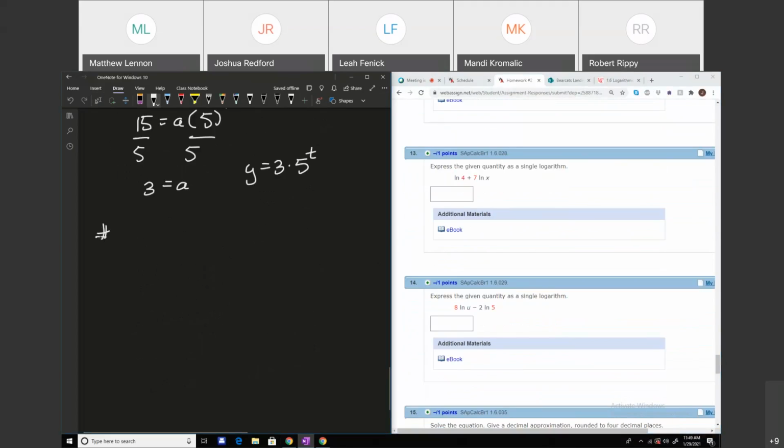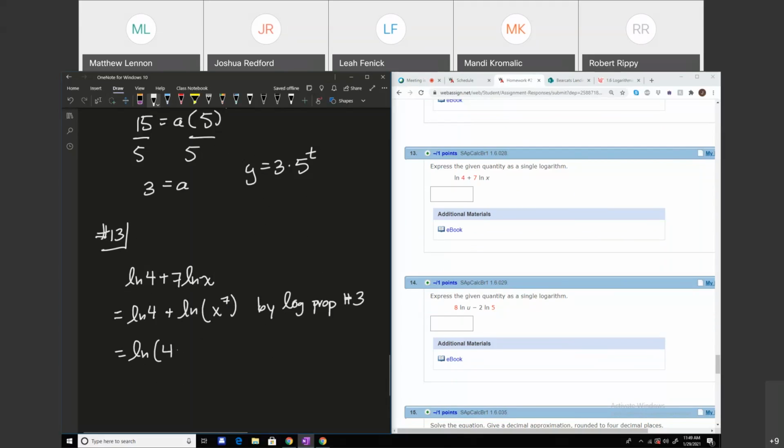So number 13, we have the natural log of 4 plus 7 natural log of x, and they want us to write as a single logarithm. So we have natural log of 4. I'm going to leave that alone. The 7 I'm going to put back in. So this will be the natural log of x to the 7th. This is by log property number 3 in our notes. And then you can combine them via multiplication. So this will be the natural log of 4 times x to the 7th. And that's by log property number 1.